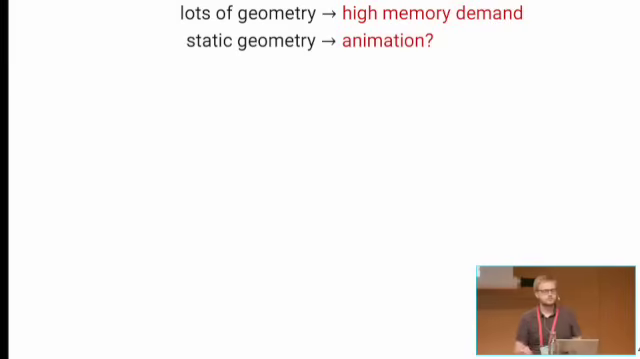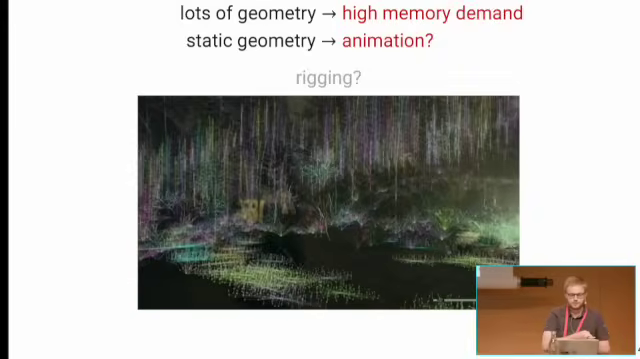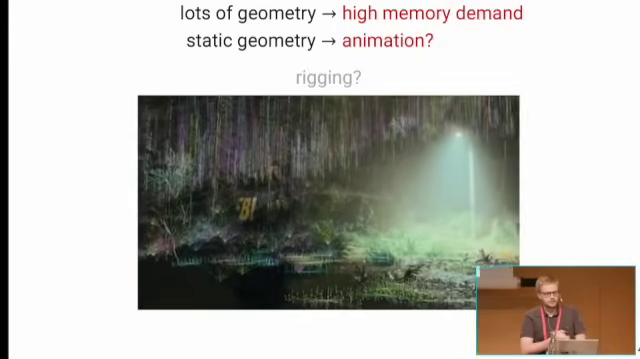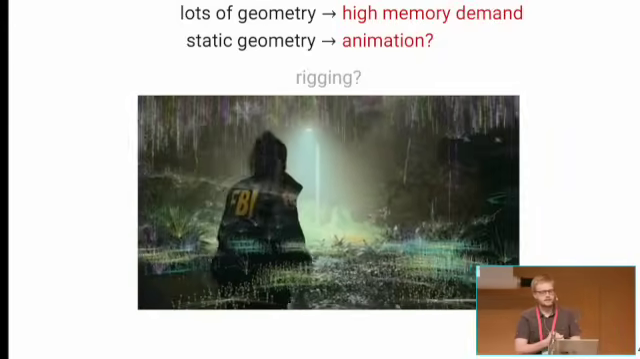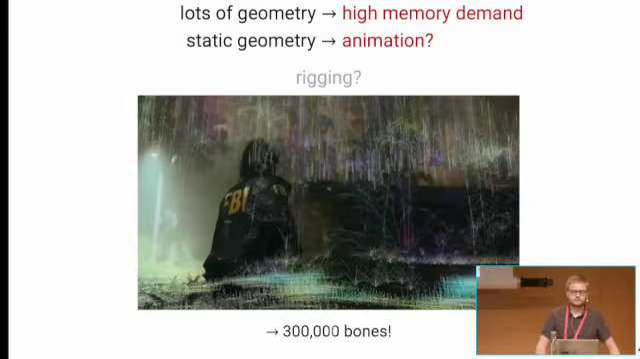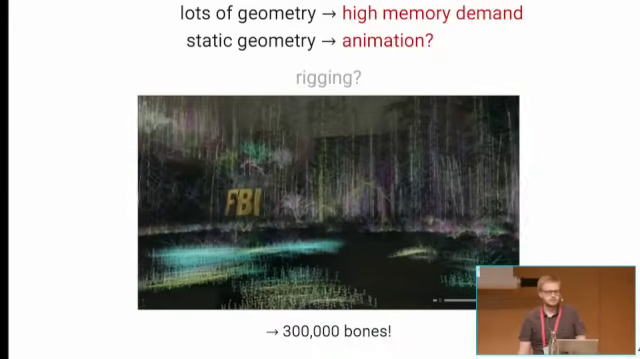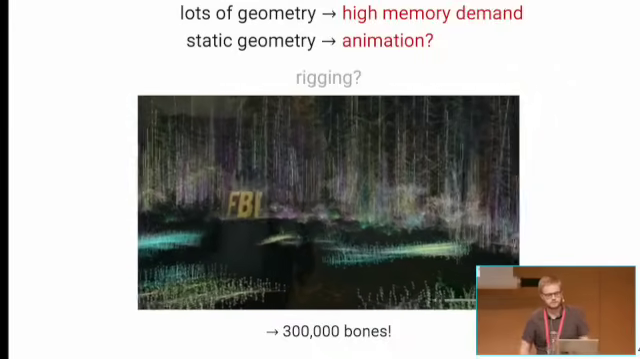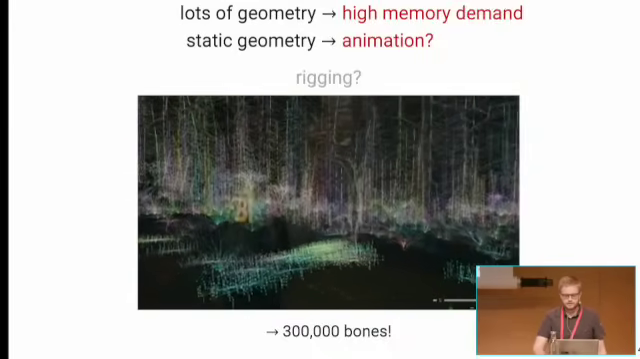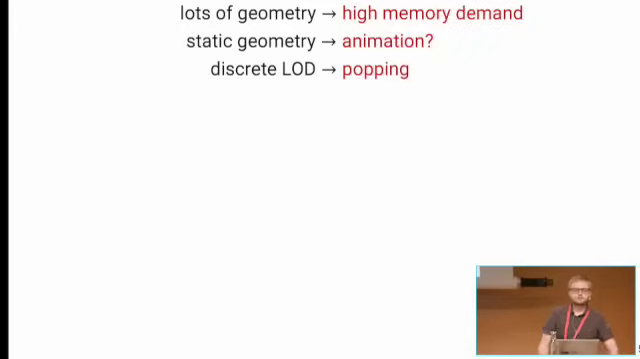Next problem I want to mention is that the geometry is typically static, but you would want to have the trees sway in the wind. One way you could do this is with rigging, and this is a scene from Alan Wake 2, where they have a forest scene, and they report for this scene they have 300,000 bones. So you can imagine this probably requires a lot of engineering to get this running in real time. So that's also complicated.